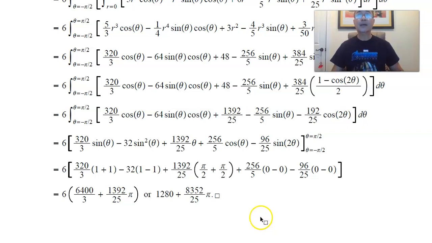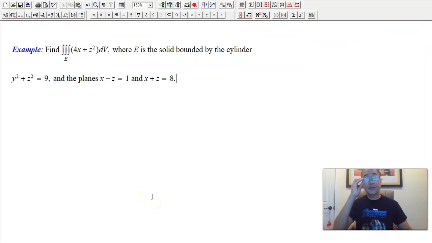Okay, so now let's go to our workroom, and I will give you a fresh example, and we will compute a triple integral from scratch. We want the triple integral over E of 4x plus z squared dV, where E is a solid bounded by the cylinder y squared plus z squared equals 9, and the planes x minus z equals 1 and x plus z equals 8.